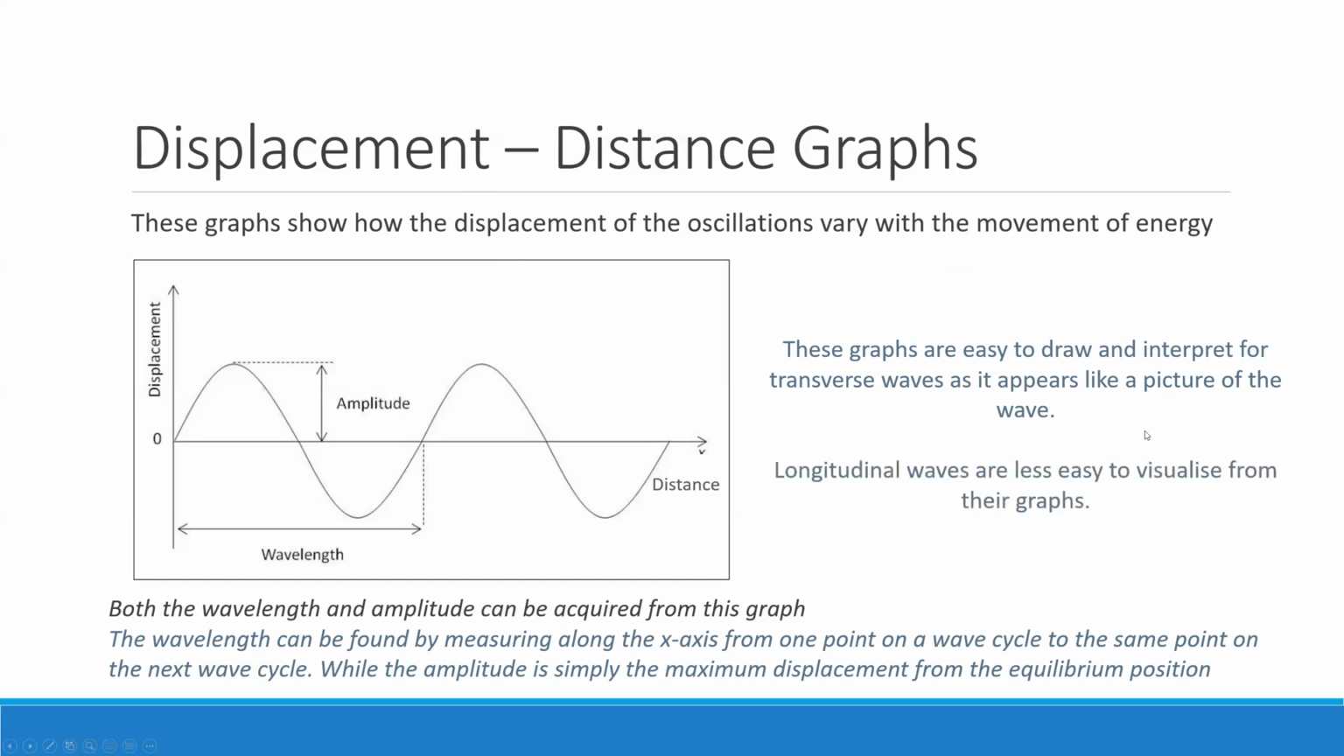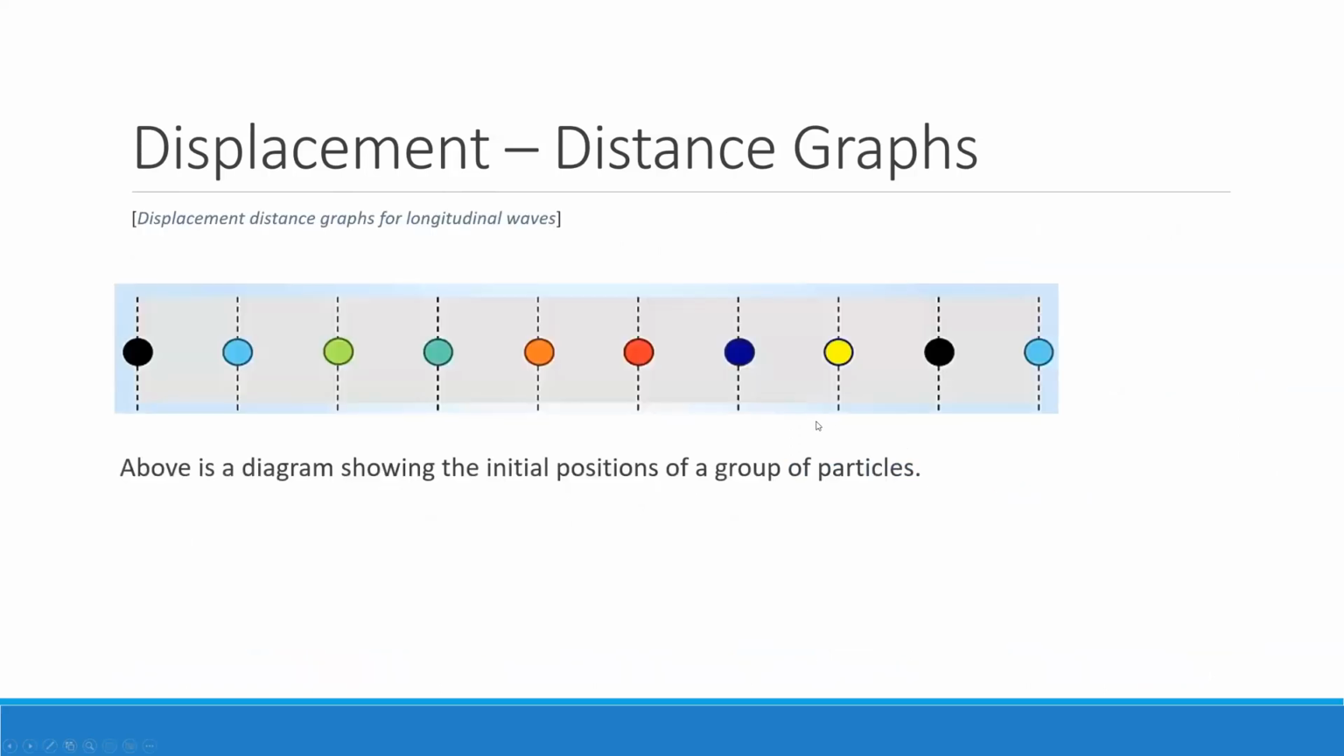Okay, so longitudinal waves are less easy to visualize from their graphs, but we're going to master it shortly. Let's consider a longitudinal wave before any disturbance. Here is the position of the particles. Naturally, they're all in the equilibrium position because you're yet to disturb it. You're not speaking, you're not pushing them, there's no car making noise. So the molecules are exactly where they are initially, in the equilibrium position.